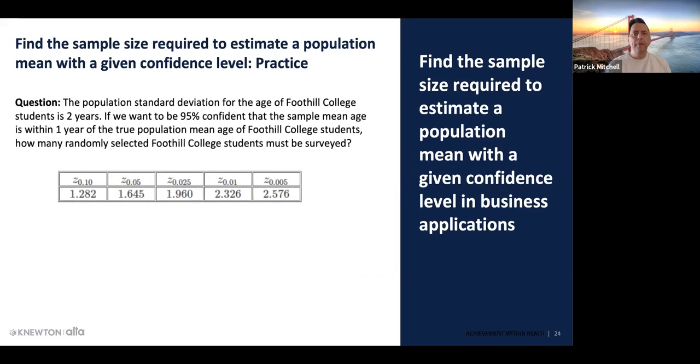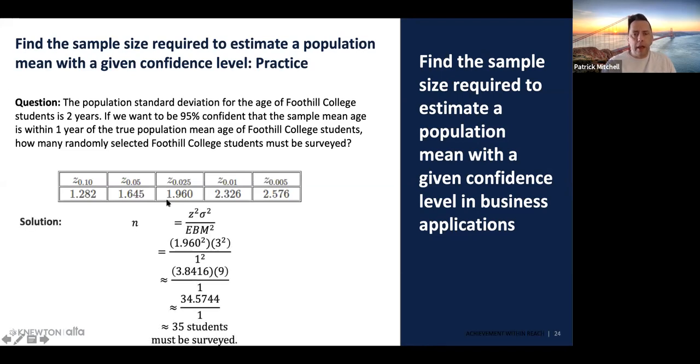Okay, so the population standard deviation for the age of Foothill College students is 2 years. If we want to be 95% confident that the sample mean age is within 1 year of the true population mean age of Foothill College students, how many randomly selected Foothill College students must be surveyed? Okay, so here's that formula that we were just looking at. We want 95% confidence, which gives me a z-score of 1.96.